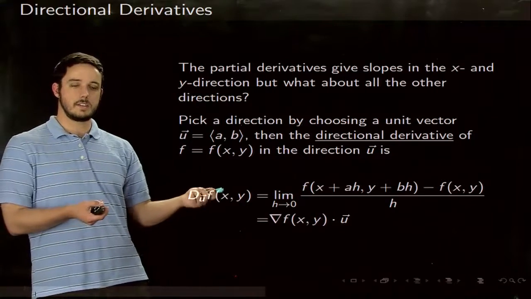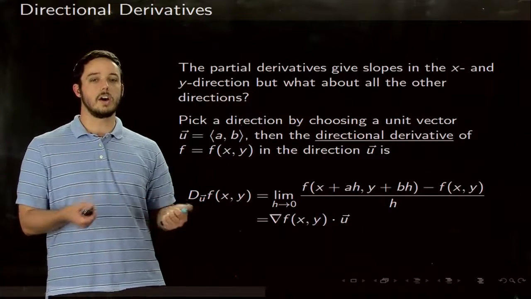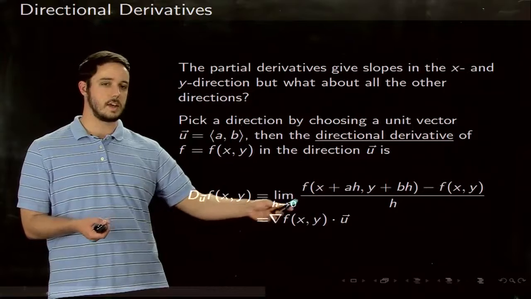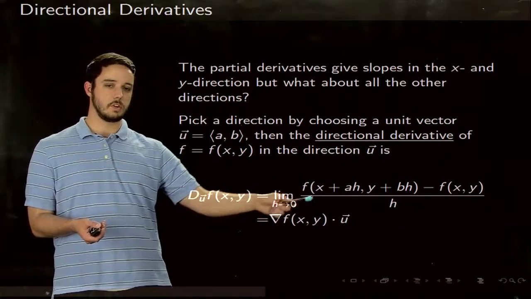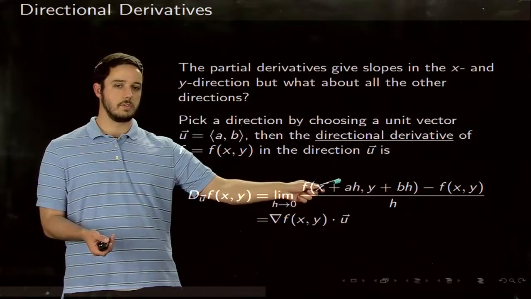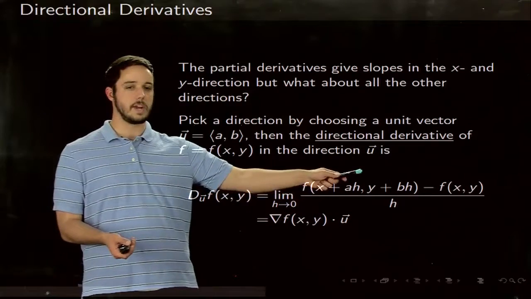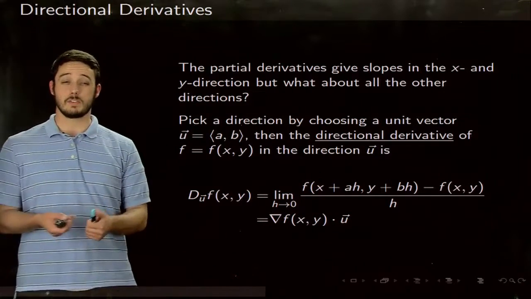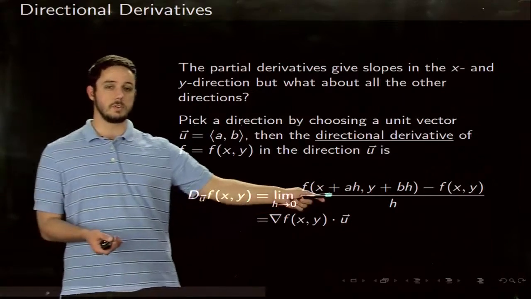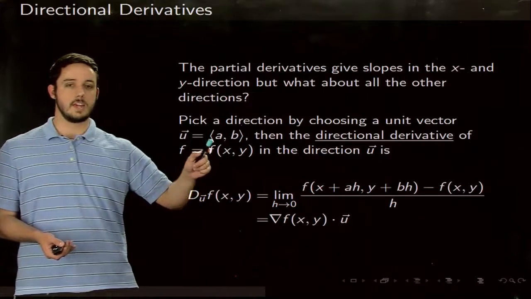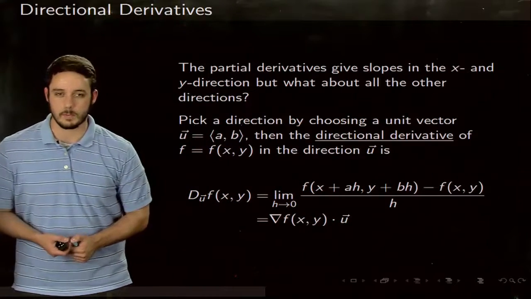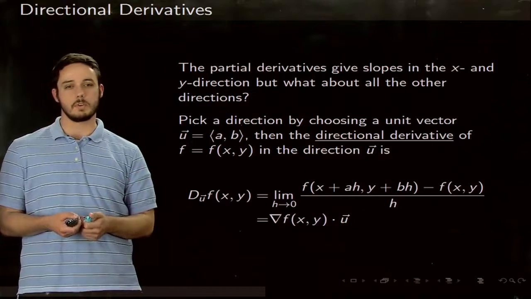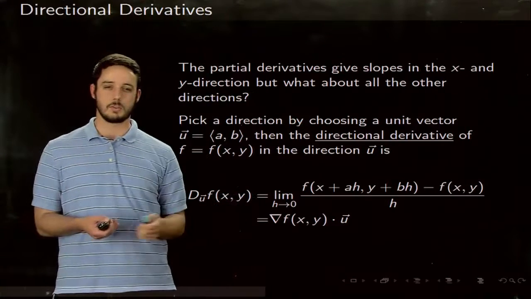You might recognize this limit. It's very similar to our other partial derivative formulas, except instead of subtracting two functions where we're adding a multiple of h in either the x term or the y term, there's a multiple of h in each of the terms. And that multiple depends on this a and b that make up the unit vector. That's the direction we're taking the derivative in. So this is the directional derivative.